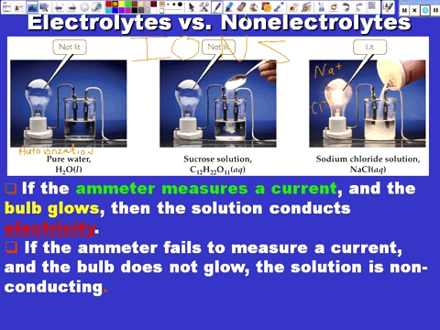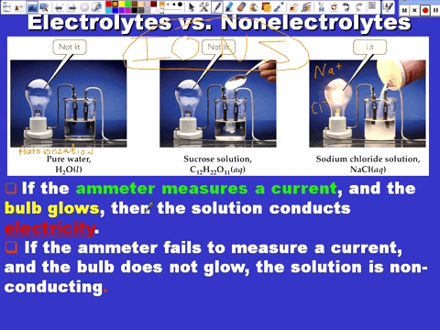What causes electric current to flow? If that is in here, will your light bulb work? Yes. Are those ions in that solution? Yes. Therefore, electric current will flow. Okay? Yes, sir. All right, so if an ammeter measures a current and the bulb glows, the solution conducts electricity. If the ammeter fails to measure a current, then it does not conduct electric current.